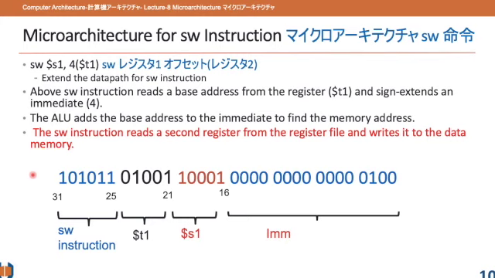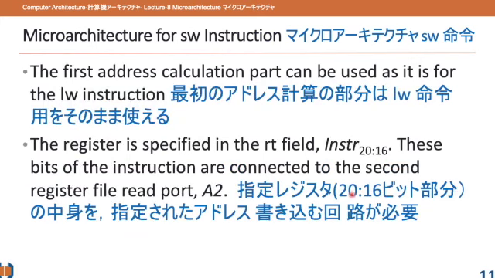This is the 32-bit instruction in binary. The first part is the instruction, then the register T1 and the register S1. The register T1 is used to get the value of the base address, and the register S1 is used to get the value that you need to store to the particular memory address, and these are the offset value. So in the microarchitecture, the address calculation part can be used as is from the load word instruction. It's the same.